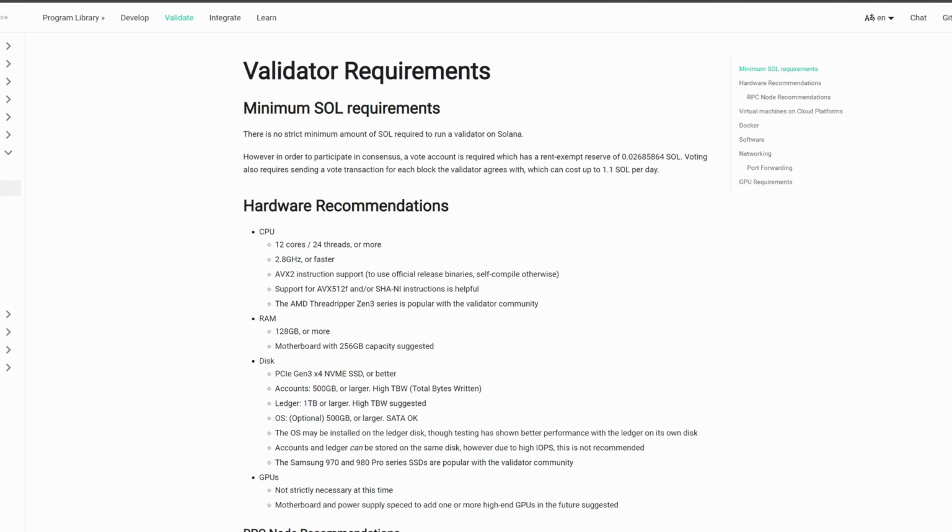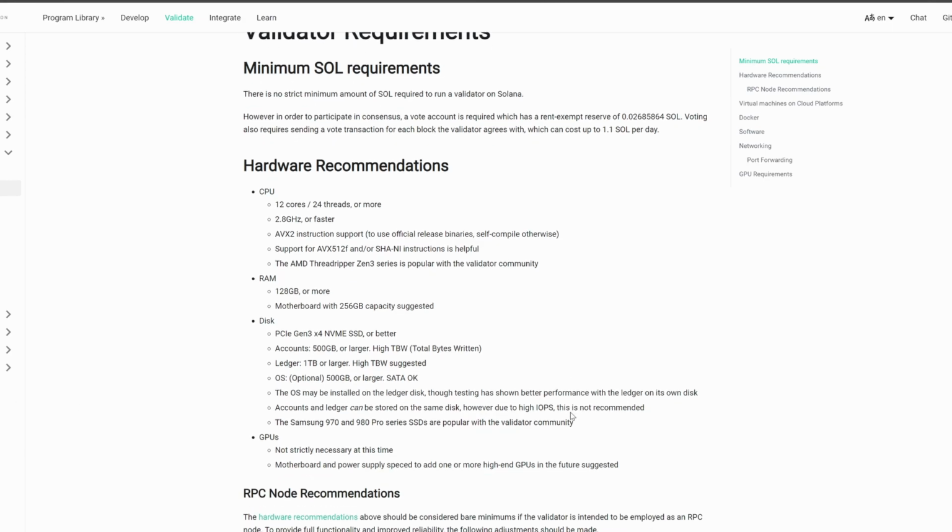In the Solana docs, we can see the hardware requirements here. You need a very high-end machine: 12-core CPU, 2.8 GHz, 128 GB of RAM with a motherboard that supports double that. The cost of a machine like this is well into the thousands of dollars. Without looking into it too closely, I would estimate this to be at least $3,000 to make a machine like this. They do have other options though.